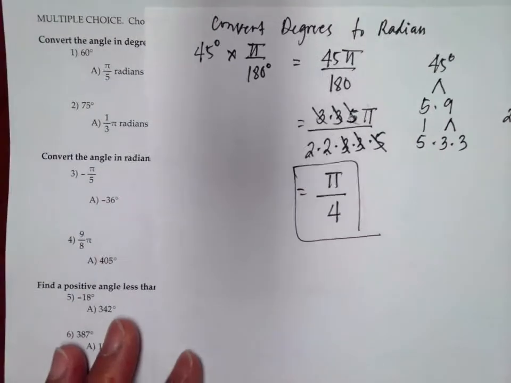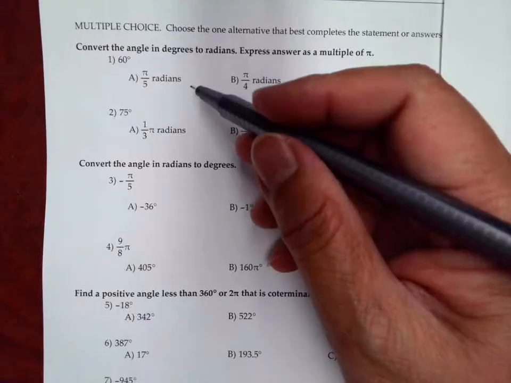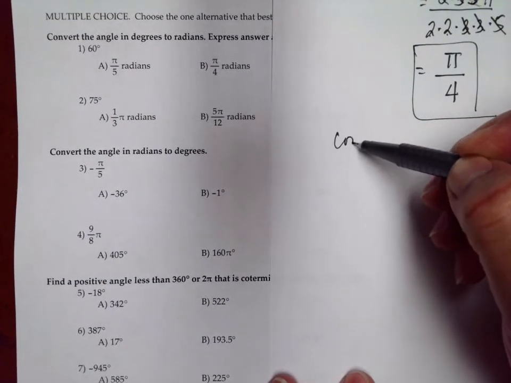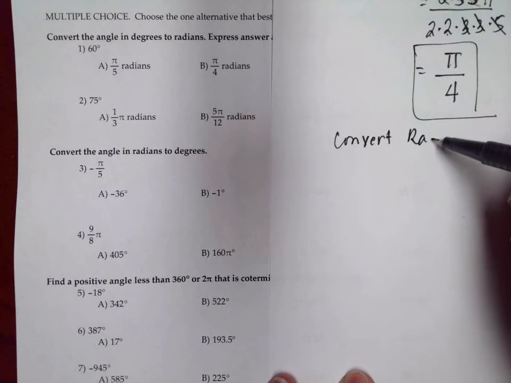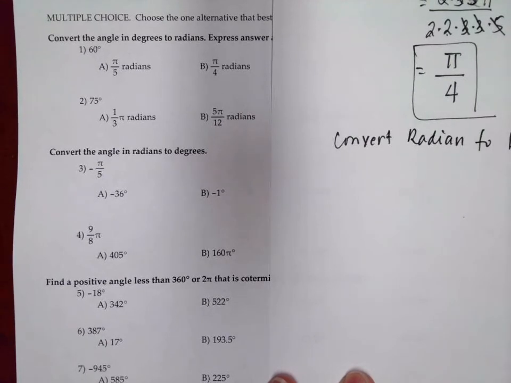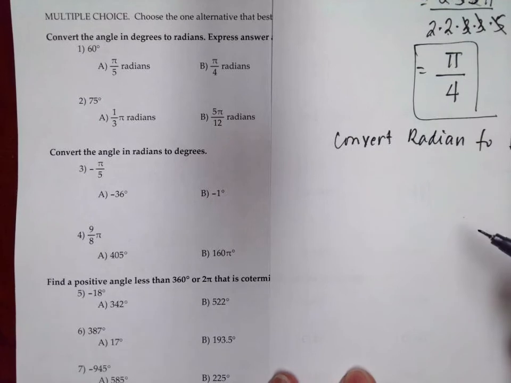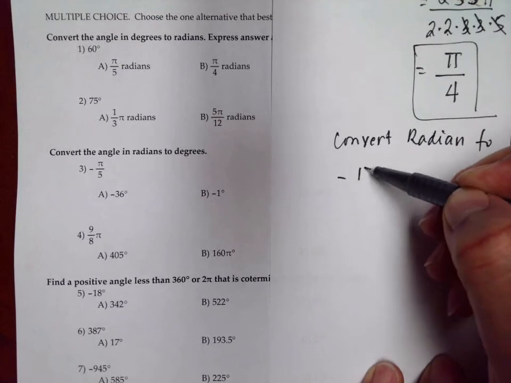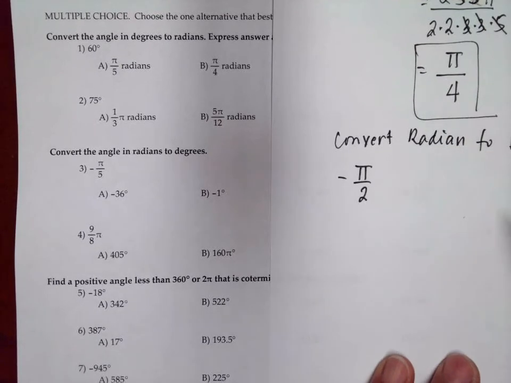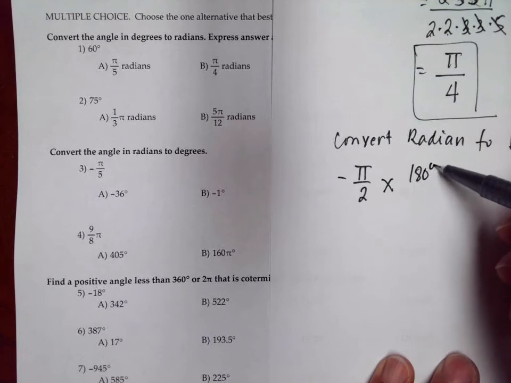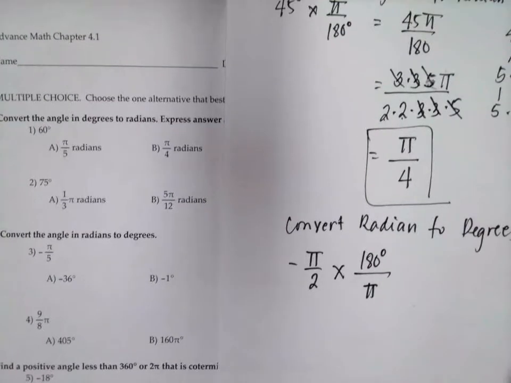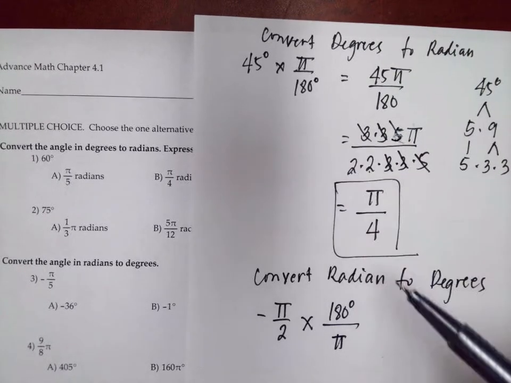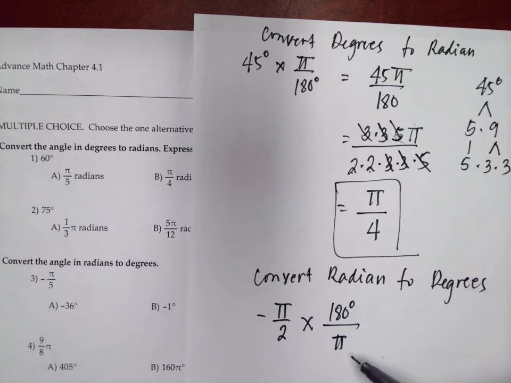So that's how you will do number 1 and number 2. For number 3, convert radian to degrees. So let's have, for example, negative pi over 2. Now you will multiply this by 180 degrees over pi. So degrees to radian you multiply by pi over 180. Radian to degrees you multiply by 180 over pi.